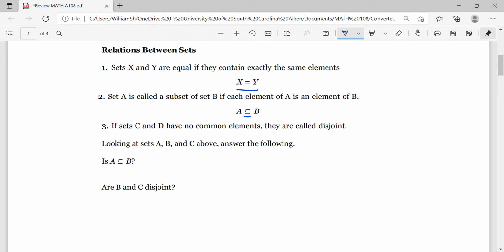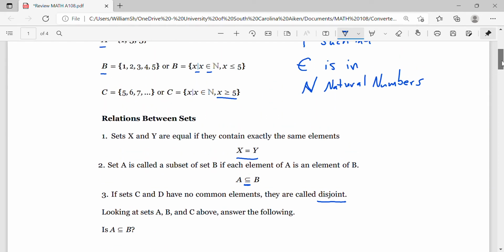If sets C and D have no common elements, they're called disjoint, which means there's nothing in common, okay? So if we look at the sets A, B, and C above, we want to ask ourselves, is A a subset of B?